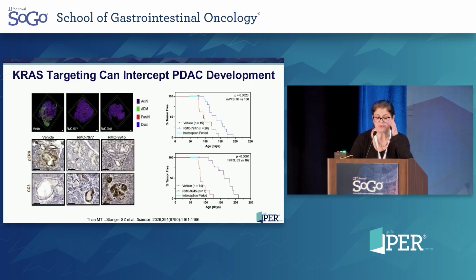One of the most interesting papers that I've read recently is from Ben Stanger's group in Science. The fact that KRAS inhibitors, by targeting the acinar ductal metaplasia as well as PanIN evolution, may actually prevent the formation of pancreatic cancer. This is, of course, preclinical models. Mice treated with Revolution Medicines G12D as well as G12D and pan-RAS inhibitors actually arrest the formation of pancreatic tumors if you treat them in that PanIN stage or early cystic neoplastic stage.